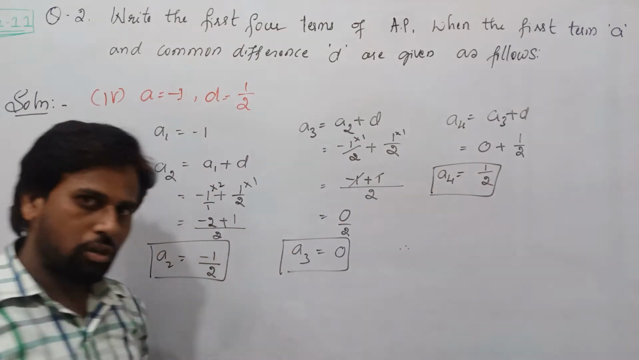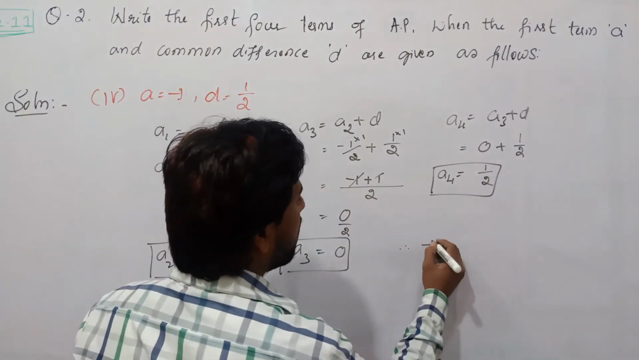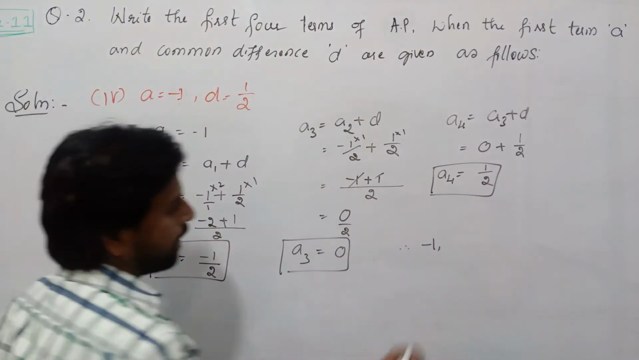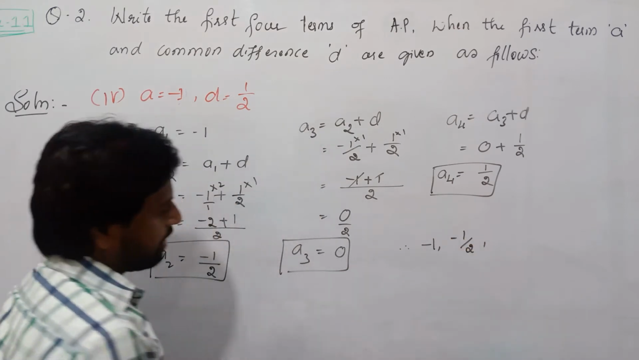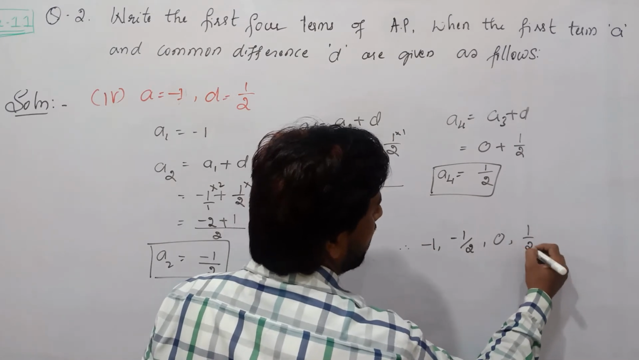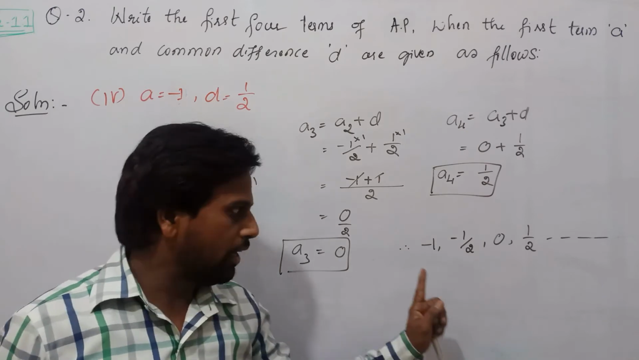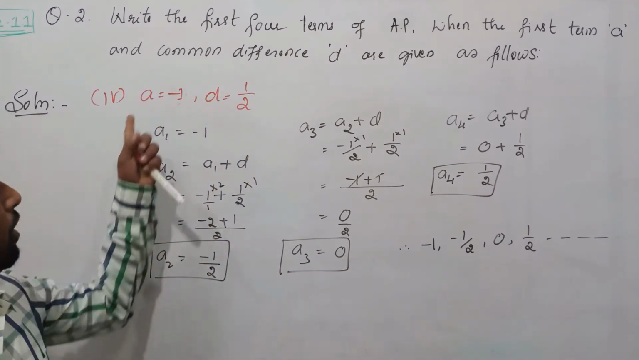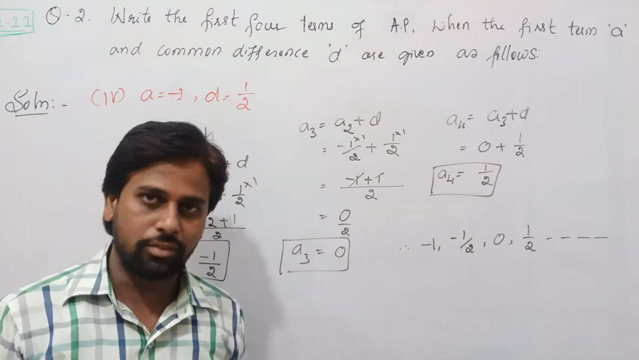Therefore all the 4 terms we have found here. What is the first term? That is they are given already. Minus 1, comma A2 is minus 1 by 2. What is A3 here? 0. And what is A4 here? That is 1 by 2. It will be so on. They ask us to find the 4 terms only. That's what these are, the 4 terms, if A is minus 1 and D is 1 by 2. Okay, this is your answer.